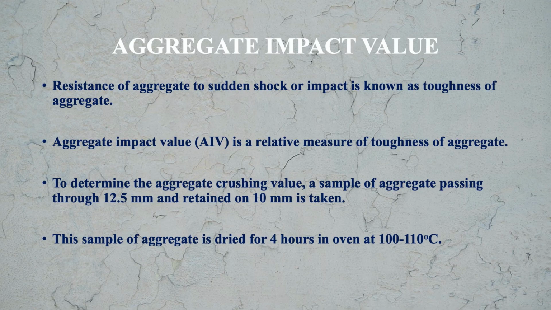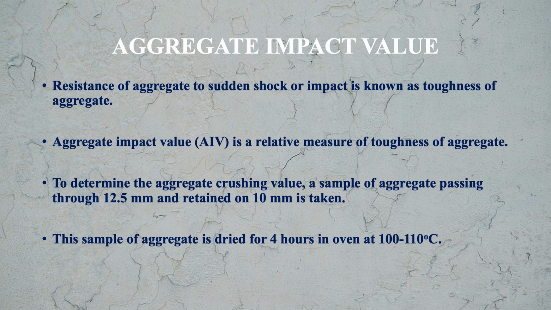Resistance of aggregate to sudden shock or impact is known as toughness of the aggregate. This toughness of aggregate is also a very important property because our structures are also exposed to impact load. So from that point of view, this property is very important. That is the purpose why we measure the aggregate impact value. Aggregate impact value is a relative measure of toughness of the aggregate.